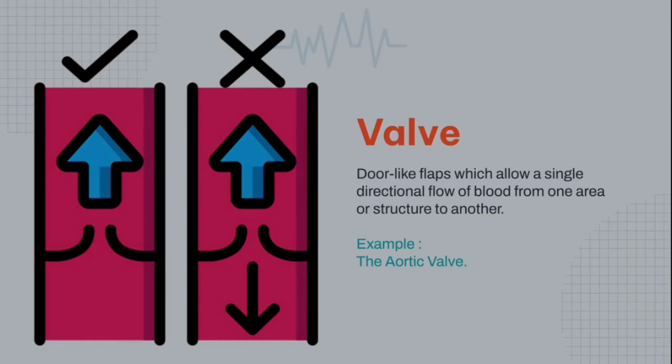If you look at the heart again, try to observe the 4 different valves. The tricuspid valve, which has 3 cusps or 3 flaps which open and close, the bicuspid valve, which has 2 cusps, the semilunar valve of the pulmonary artery, and the semilunar valve of the aorta.